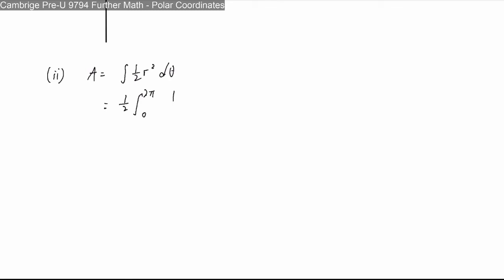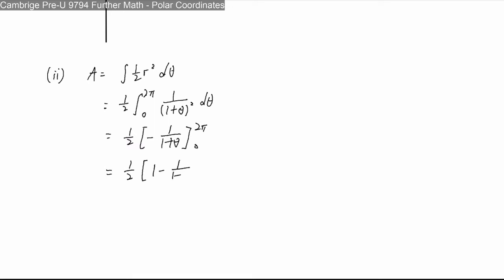And we have r is 1 over 1 plus theta, and then just remember to square this before we integrate. After that, that would be half, and then we have negative 1 over 1 plus theta. So this is after we integrate. So we need to evaluate this at 2 pi and 0. If you do that, we will have 1 over 1 minus 1 over 1 plus 2 pi.